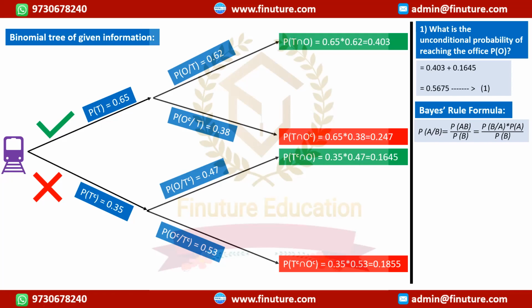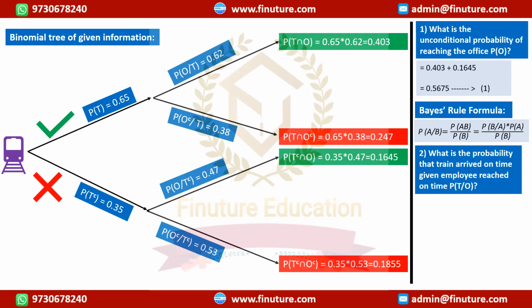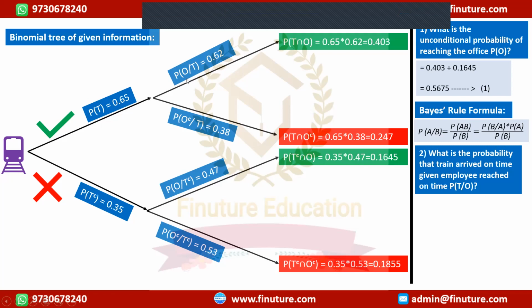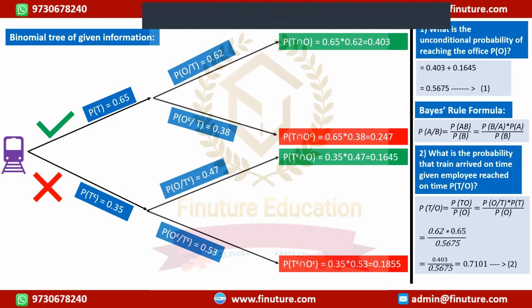So let's apply this formula. And this is something which we were asked. As I said, usually questions follow a pattern like probability of O given T would be given to you, and you would be asked to calculate probability of T given O. So if I apply this formula over here, probability of T given O is the conditional probability of the employee reaching the office given the train was on time, times the unconditional probability of the train being on time, over the probability of reaching the office.